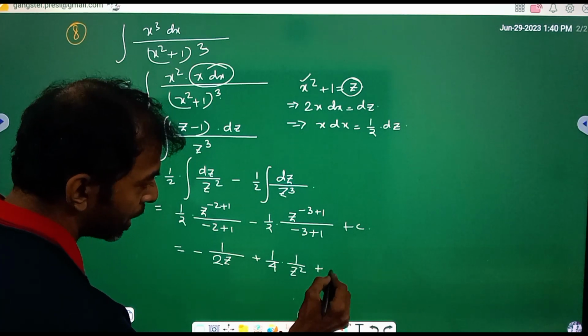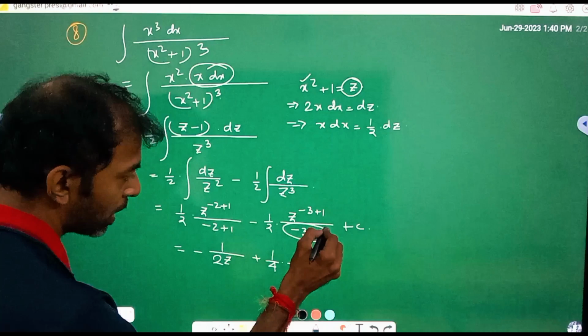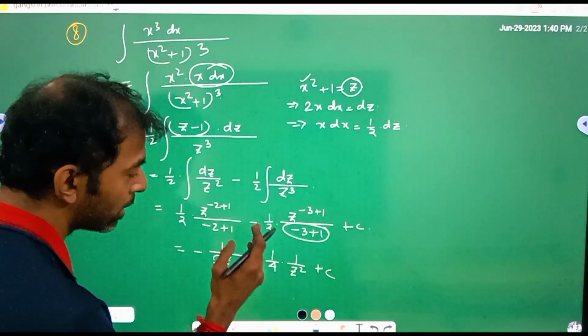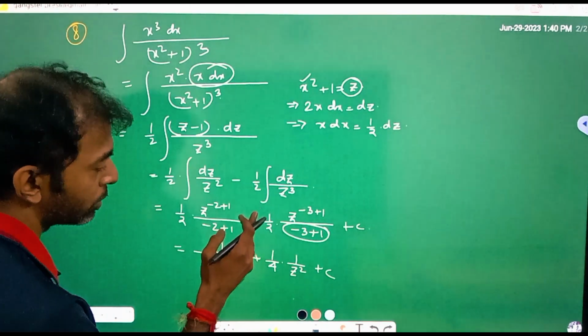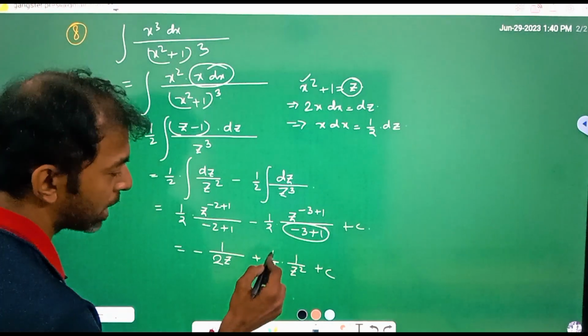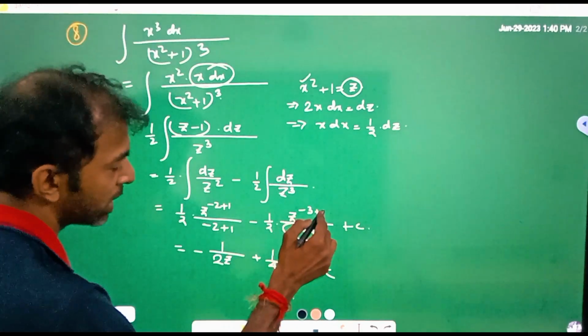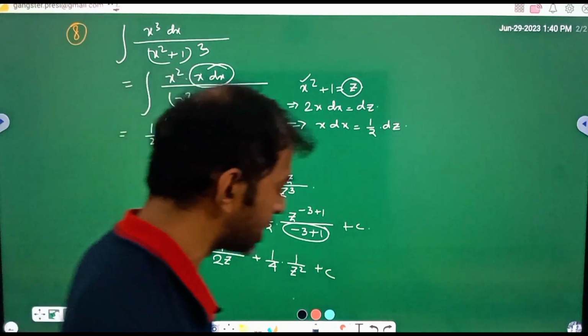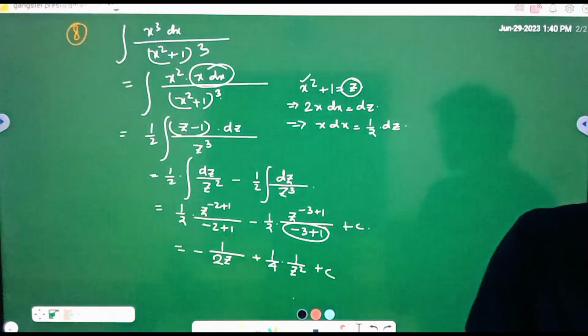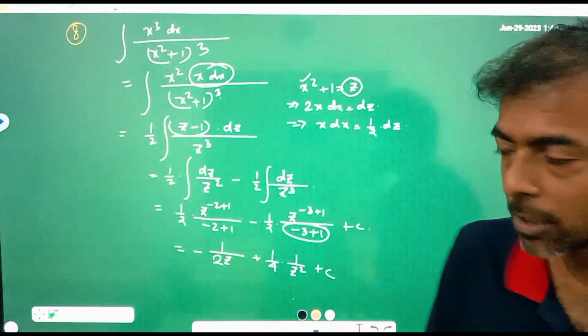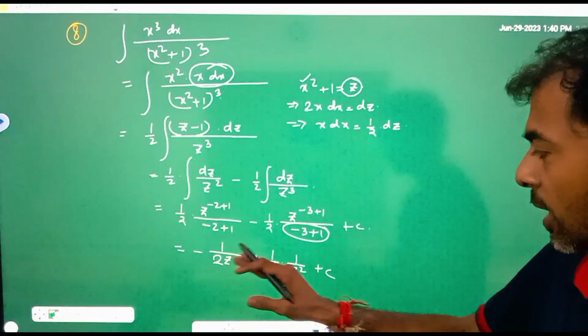Why? Because minus 3 plus 1 yields minus 2, and right before that we have minus half, so that will be plus 1 by 4, and z power minus 3 plus 1, we all know that will be z to the power minus 2, and z to the power minus 2 can be represented by 1 by z square. So the total result is this.